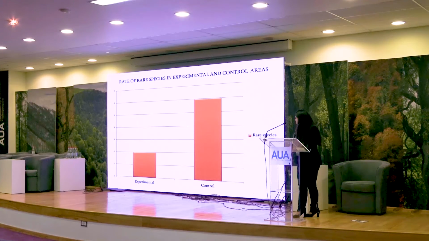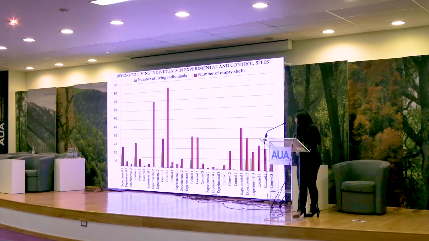In the case of rareness, the control areas are kind of winners because they have more rare species recorded than the experimental ones. So it kind of shows that ecotourism has an impact on certain species that can be influenced by this human pressure.